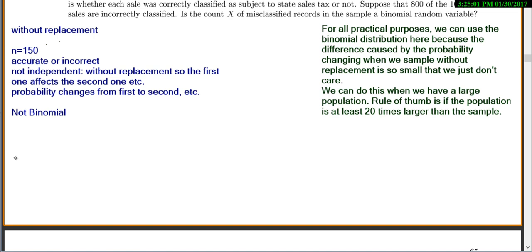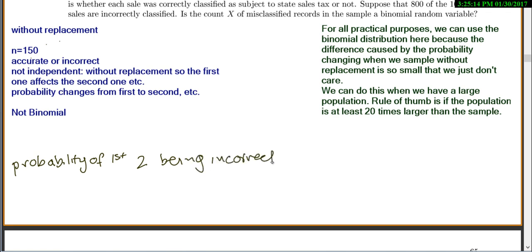To see this, let's look at a couple probabilities. Let's look at the probability of the first two being incorrect. Let's do the first one here, with replacement. And then over here, let's try it without replacement. Now again, practically, you never do it with replacement, but let's just see what that probability would be.